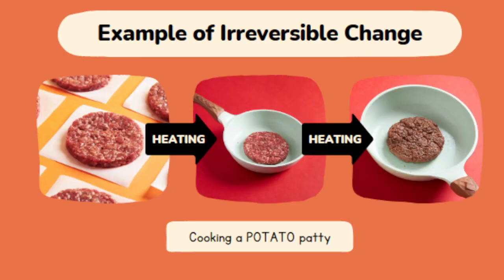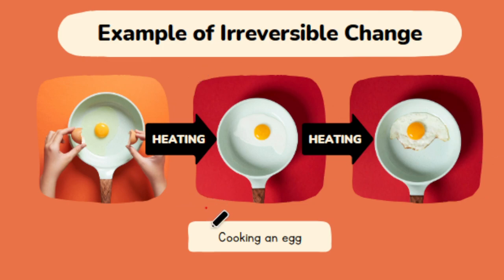Okay, I take an example to understand better. When we make a potato patty, we mix potato ingredients and we heat them, then we get a delicious potato patty. We cannot make raw potato again. Okay, next example, cooking an egg. We already discussed that.